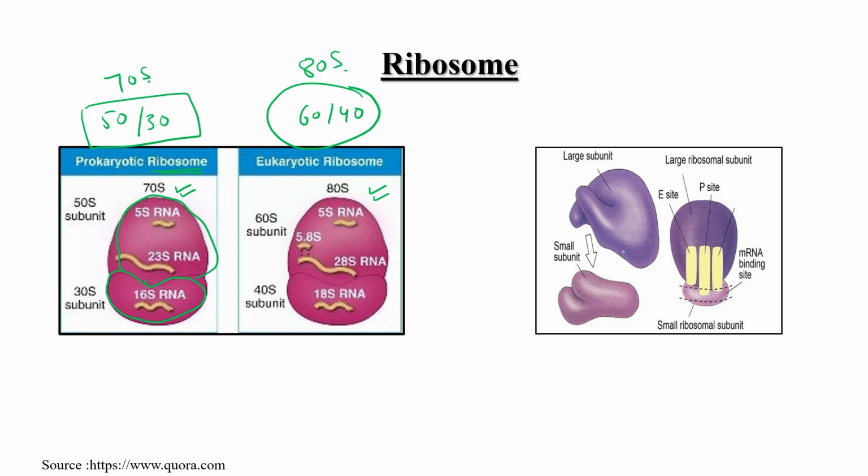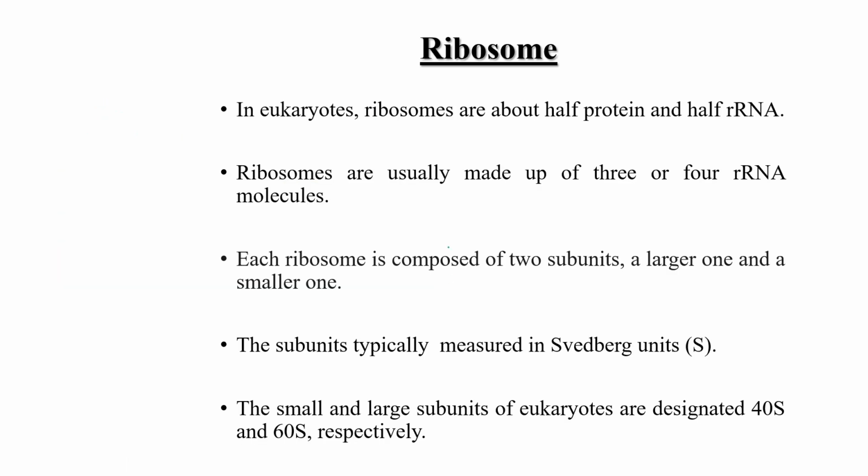You can also understand this concept over here, that the smaller subunit is present on the lower side, and the bigger one is present on the upper side. This smaller subunit binds with the mRNA, while the upper one binds with the smaller subunit. Both subunits bind to each other, and the bigger one also binds with transfer RNA from time to time when the translation process occurs. So in eukaryotes, ribosomes are about half protein and half ribosomal RNA.